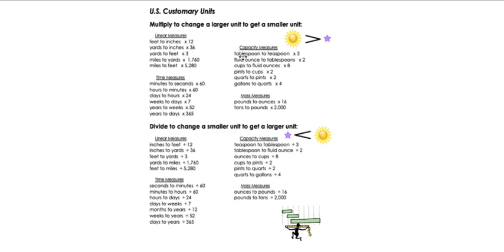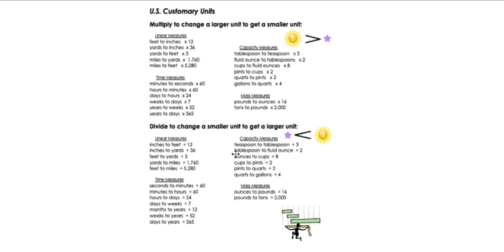Same thing with capacity. Cups are larger than fluid ounces, so if you go from cups to fluid ounces, you would multiply by 8. If you go from gallons, which are larger than quarts, to quarts, you multiply by 4. And so remember, this top section has to do with going from larger to smaller units.